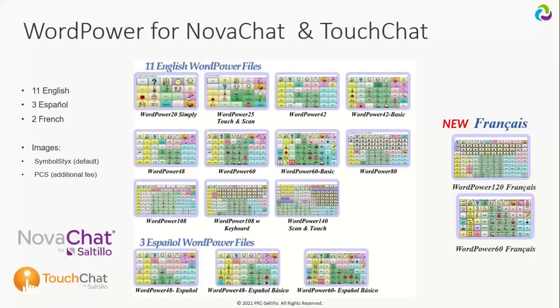WordPower's suite of vocabulary options will be the same on a NovaChat and TouchChat with WordPower app. You'll find 11 English files, 3 Spanish, and 2 brand new French options. The buttons per page will range from 20 to 140. NovaChat and TouchChat app offer images with SymbolStix as a default, and then PCS is available as an add-on. Day 3 of this series will explore the Spanish and French files.